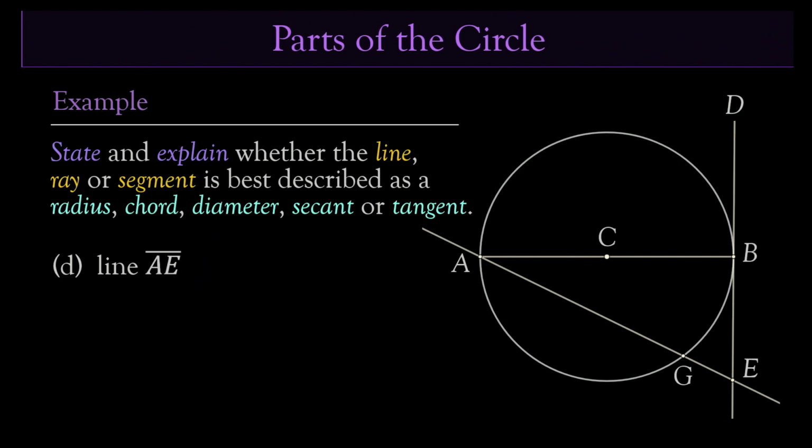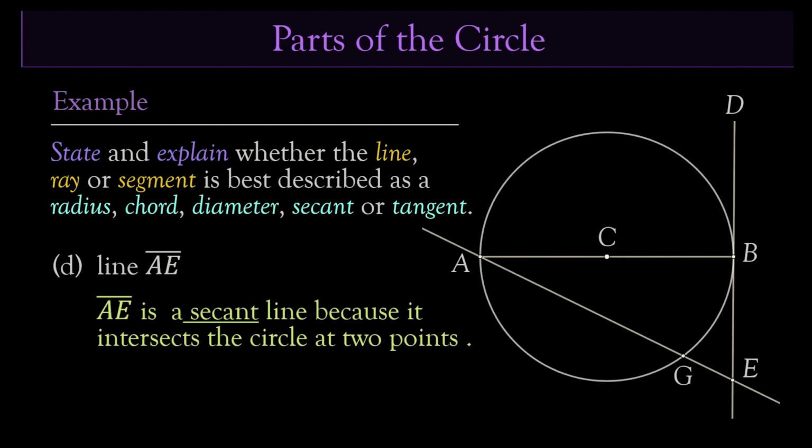And if you've done this correctly, then the line AE, notice it's not AG, it is AE. So the line AE has to be a secant line because it intersects the circle at exactly 2 points, at the point A and at the point G. Okay, and it extends beyond the points A and G. All right.